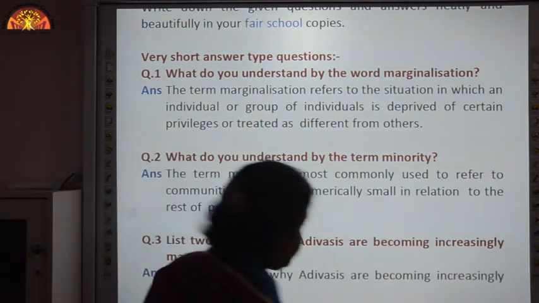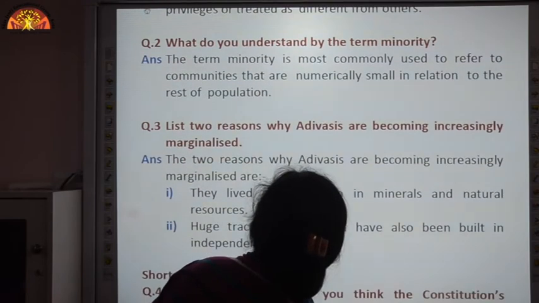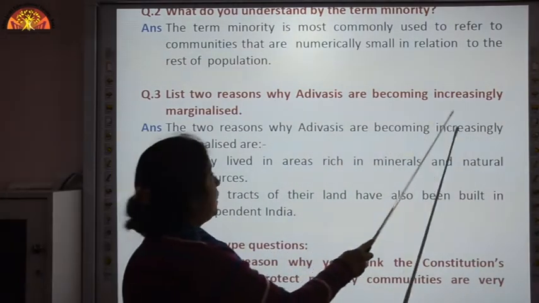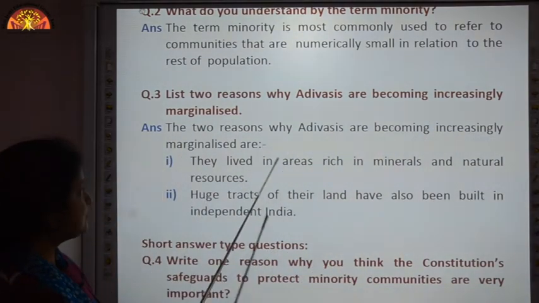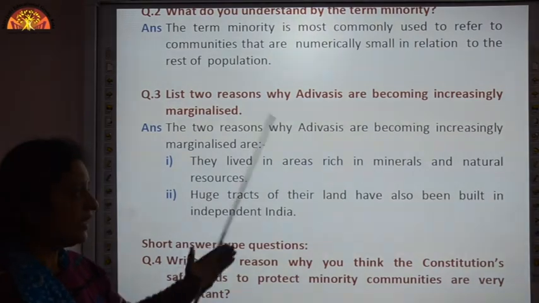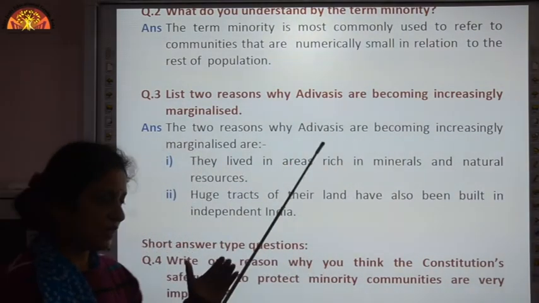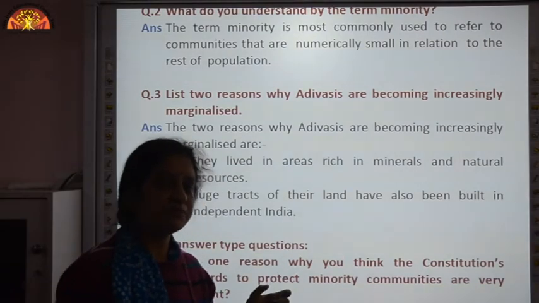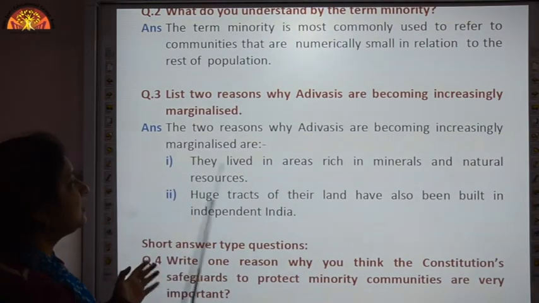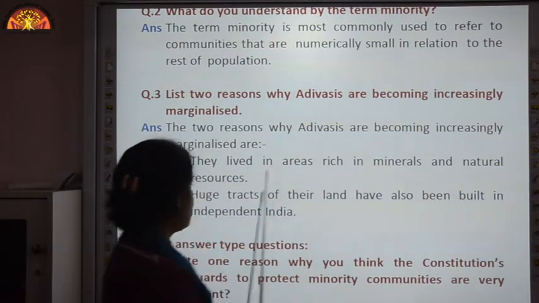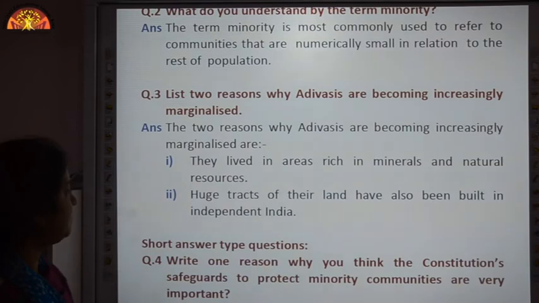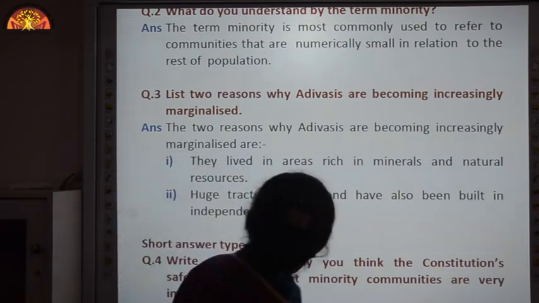Question number 3. List 2 reasons why Adivasis are becoming increasingly marginalized. It means why they are not at the center of things, and why they are excluded from the mainstream, why they come under the category of marginalized group. The reason is they lived in areas rich in minerals and natural resources. Number 2, huge tracts of their land have also been taken over in independent India.